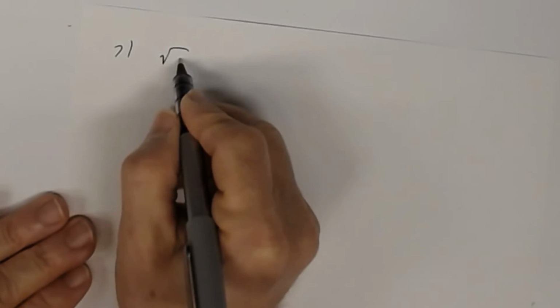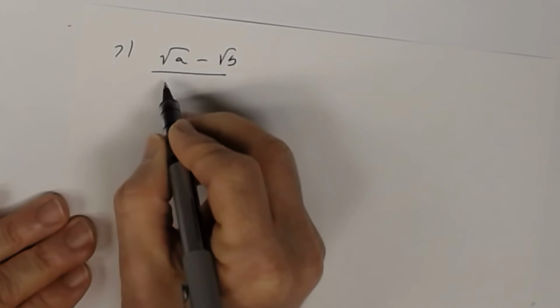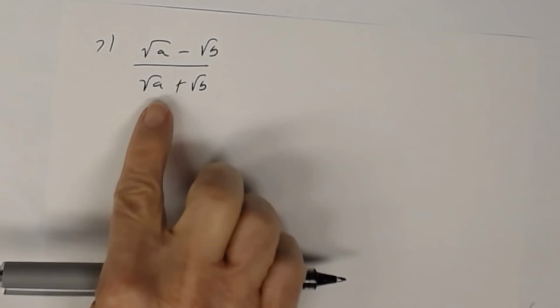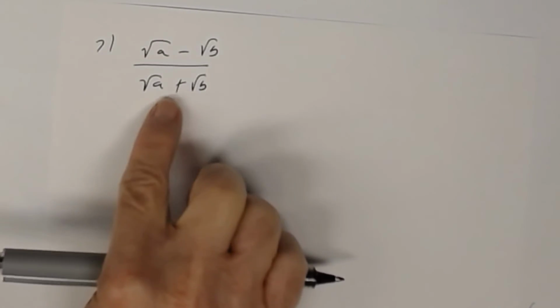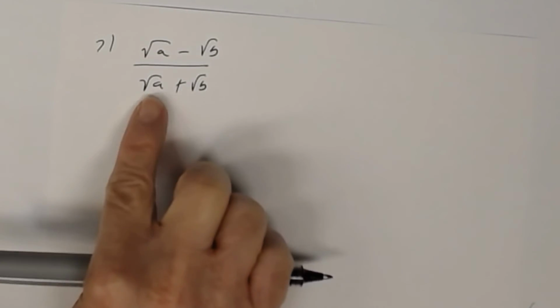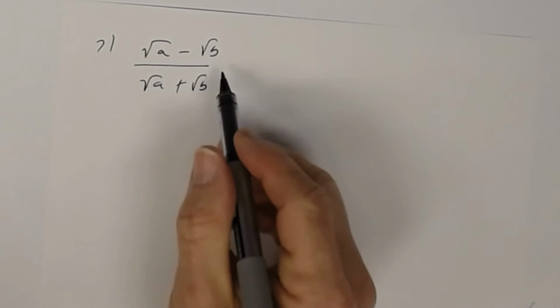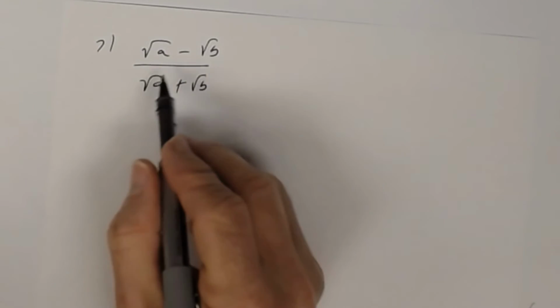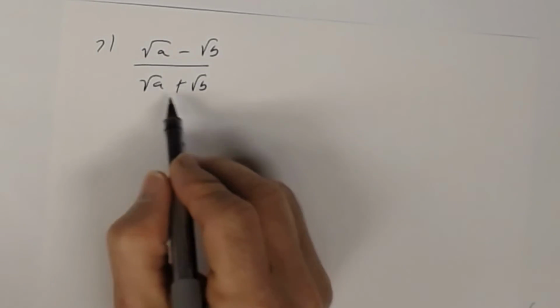Okay, number 7. All right, let's suppose you had this in number 7. You had the square root of a minus the square root of b divided by the square root of a plus the square root of b. All right, so you have two terms in the denominator. At least one of them is a square root. In fact, both of them are. But since you have two terms, you're going to use a conjugate. So you multiply both numerator and denominator by the conjugate to make this a rational expression. Get rid of that square root.